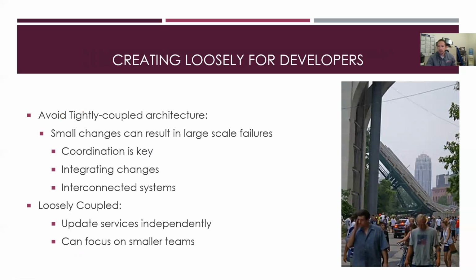And so you constantly have the ability to work together. The changes that you're making are integrated with other things so you don't crash the entire system. And so you avoid making those large scale failures. And then it talks about being loosely coupled, which means you can update your services independently and you can focus on smaller teams, which is just a better way to go. Talking about Conway's Law again, smaller teams is the way to be.